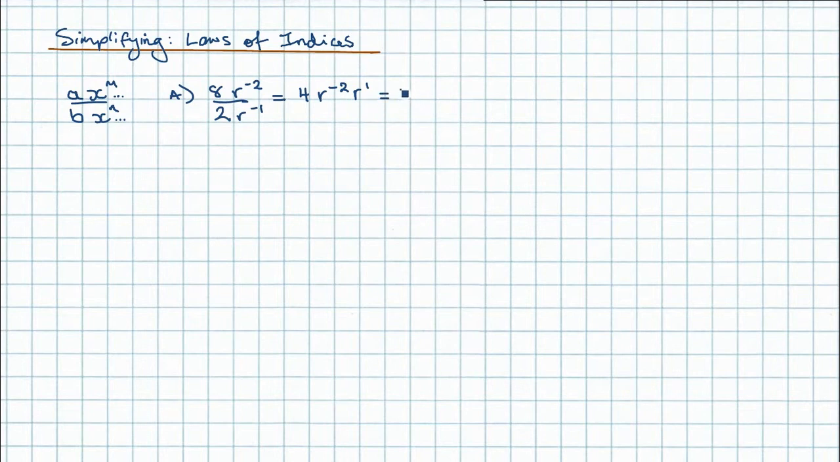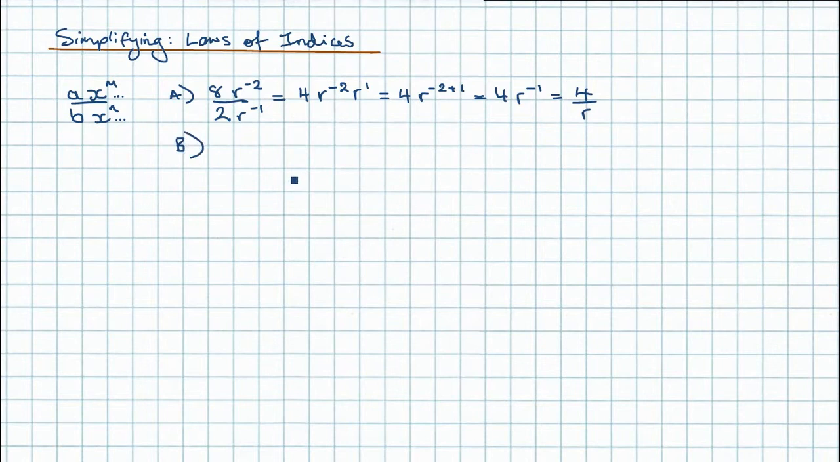We can begin to resolve this. So we can join these r's together by the first law of indices. So we just add the powers. So we've got r to the minus 2 plus 1, or 1 minus 2, gives us 4r to the minus 1, which is the same, just to finish, as 4 over r to the 1, or just 4 over r. Okay, so that's the first one done.